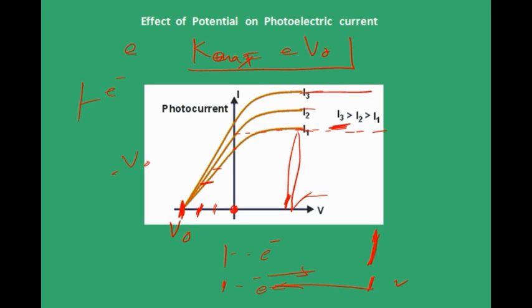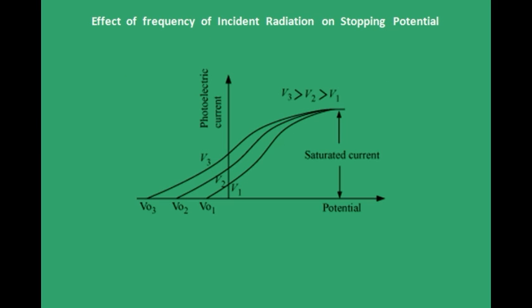And note that the cutoff voltage or the retarding potential is common for all the three intensities. Observe that. So it doesn't depend on the intensity. Actually, it depends on the frequency. Let us see how it depends. These are three different frequencies. V3, V2, V1 are related this way. The maximum frequency is V3, right? So you observe that the retarding potential is more for a greater frequency.